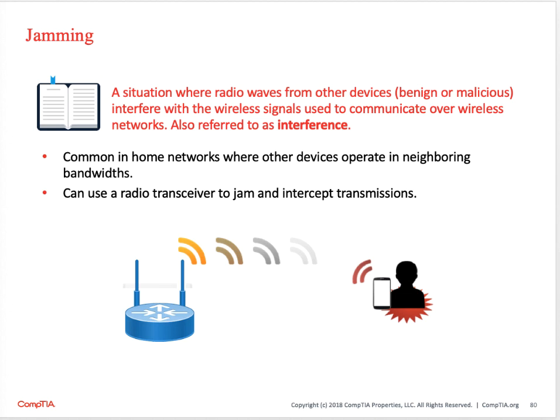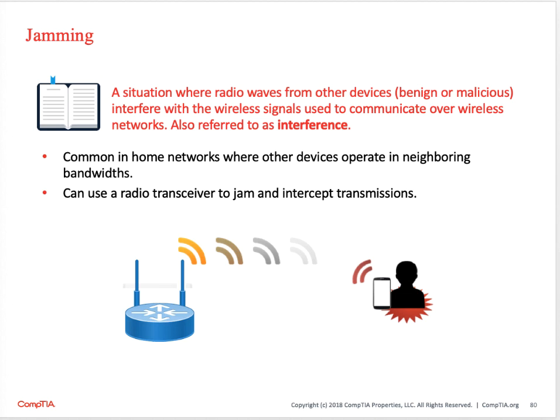Jamming. Jamming is a situation where radio waves from other devices, benign or malicious, interfere with wireless signals used to communicate over a wireless network. This is referred to as interference. This usually occurs at home because we have a bunch of wireless devices, and we have microwaves, and microwaves actually operate on a bandwidth that's close to that of the wireless network. I believe they are both often running on 2.4 gigahertz, and so that can cause interference.